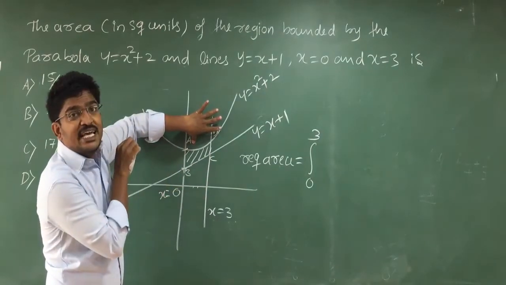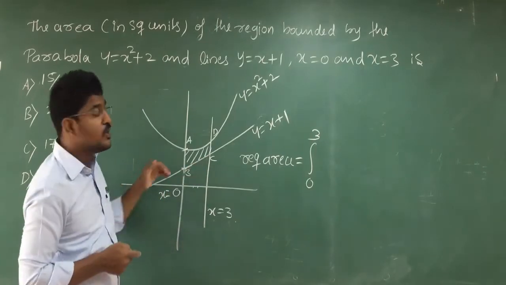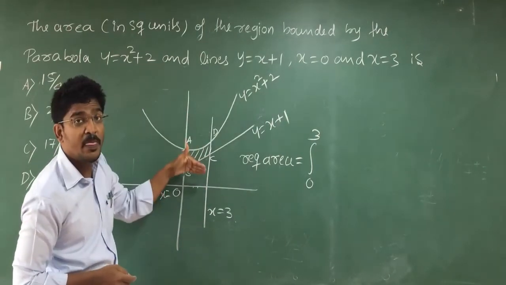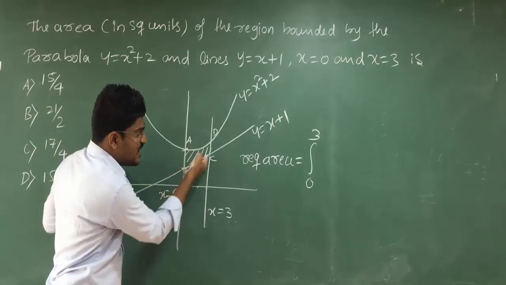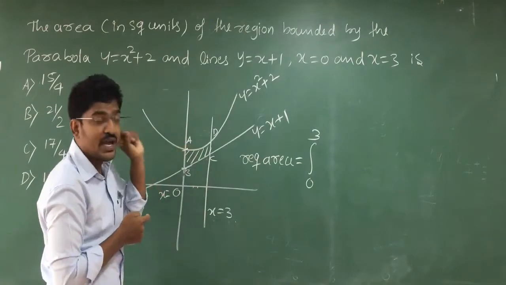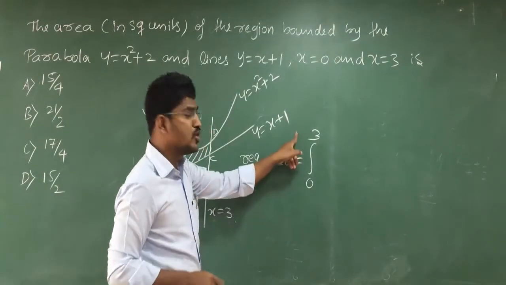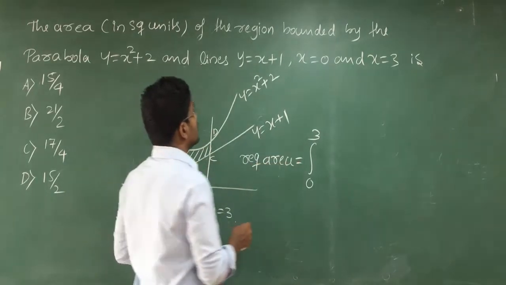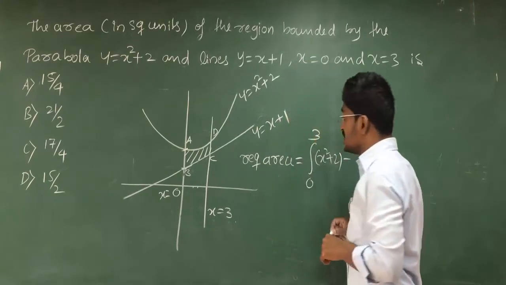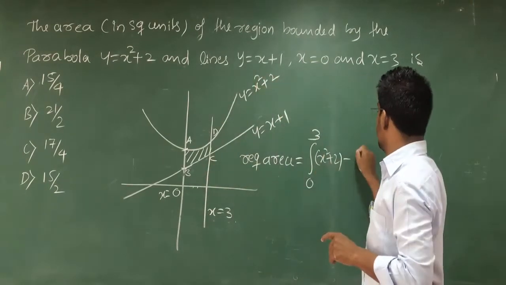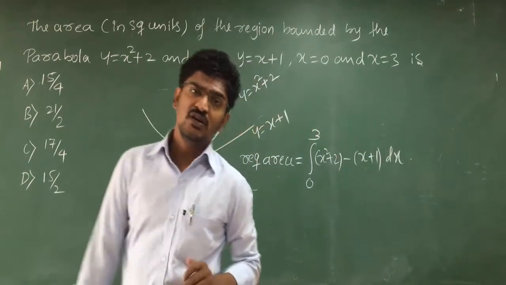Out of that complete area, you have to subtract area under the line. Are you getting my point? You have to calculate area under the parabola. Out of that area under the parabola, you have to subtract area under the line. That means you will get the required area. That is required area equal to integration from 0 to 3, area under parabola, that means x square plus 2, minus area under the line, that is x plus 1, with respect to dx. This you have to calculate.